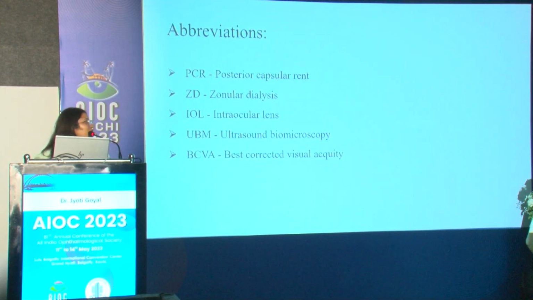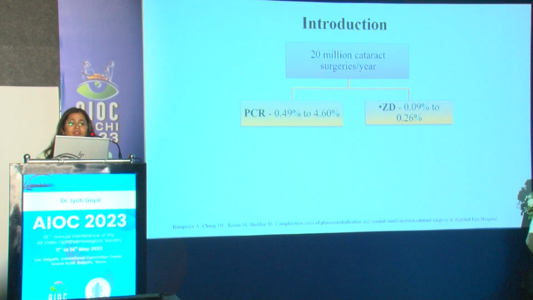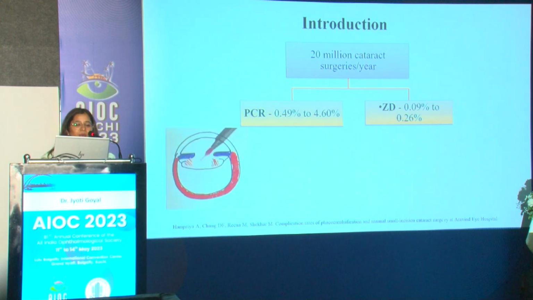So these are the abbreviations that I've used in my presentation. Let me introduce you all to my topic briefly. Every year, around 20 million cataract surgeries are performed, out of which around 2,000 to 3,000 surgeries are complicated by either posterior capsular rent or zonular dialysis. And around 115 patients with potential vision are left with suboptimal vision because of no IOL.